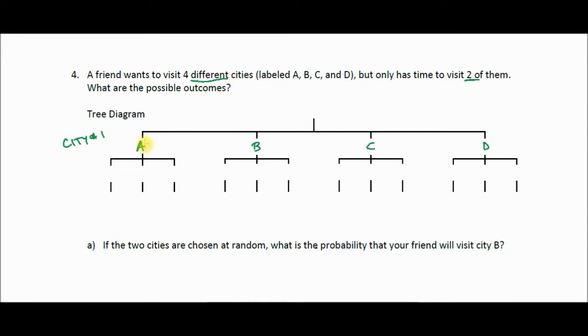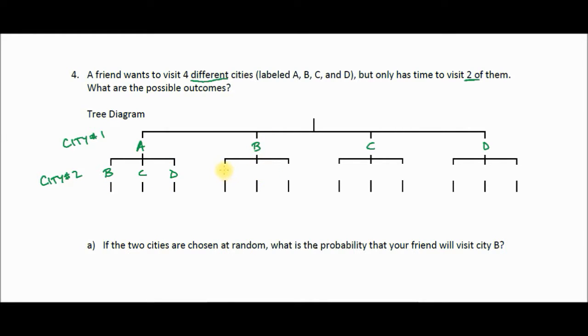Now if you notice on this tree diagram, when I go down to the next level, when we're looking at city number 2, there's only 3 branches, but there were 4 cities. So this is an example of where, as I was drawing the tree diagram in class, I noticed that if they already visit city A, they can't visit it again because it says the friend wants to visit 4 different cities. So once they selected city A as their first city, A can't show up here anymore. So the only cities possible as the second choice are B, C, and D.